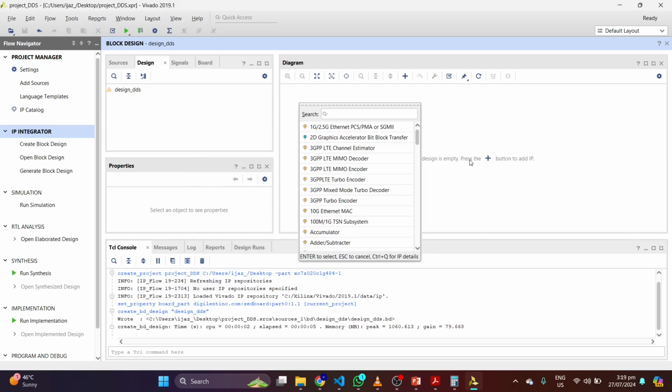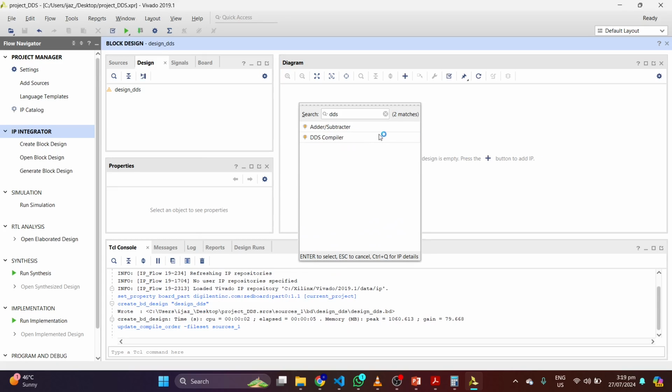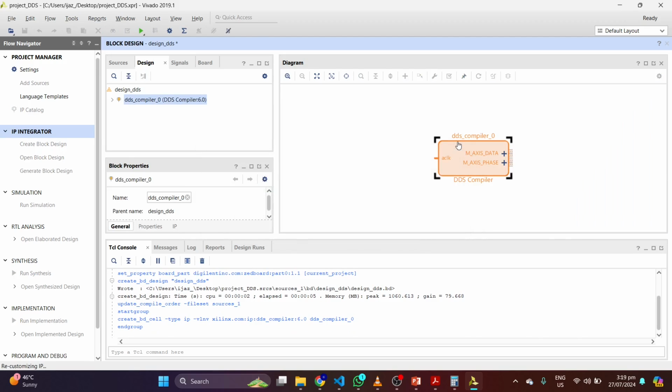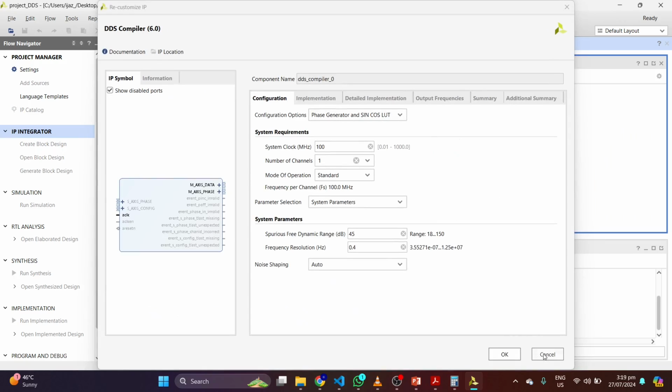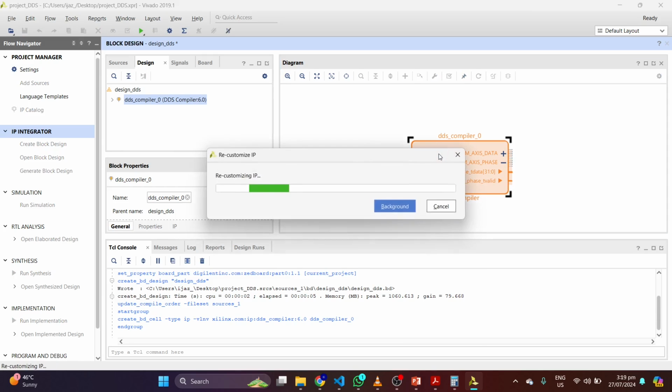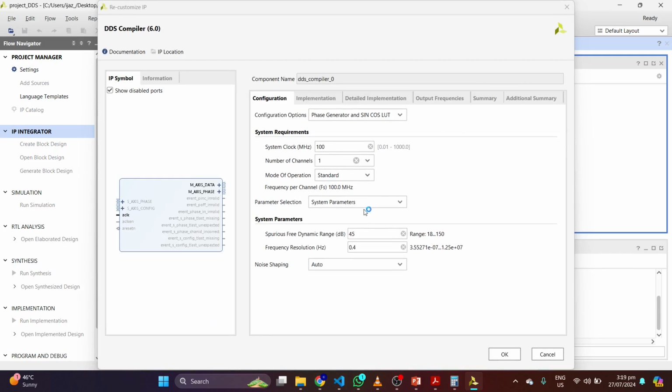Here you can put the IP, DDS. This is the built-in Xilinx IP. This IP has multiple options. You can find its phase as well as the data. There are some parameters. I will keep the system clock at 100 mega as per my calculation. Here is the standard size, and this is the sampling frequency. I keep 100 mega as per our calculation.